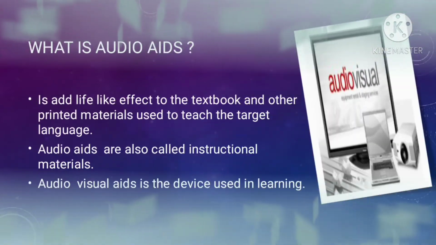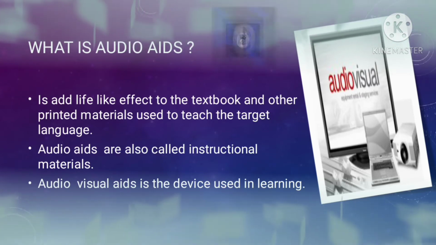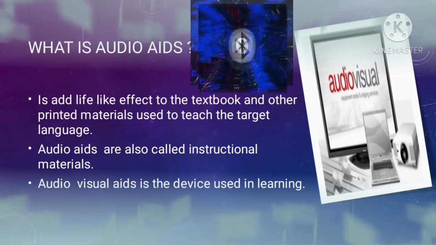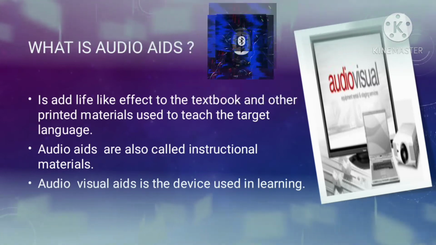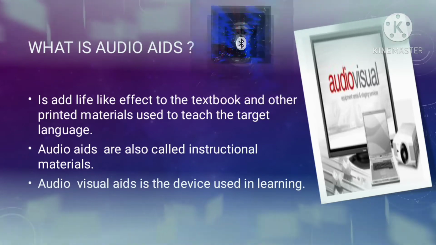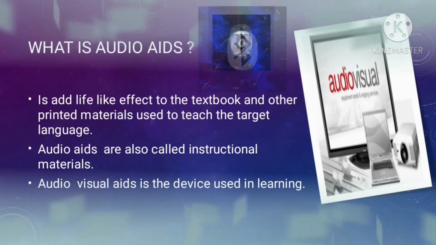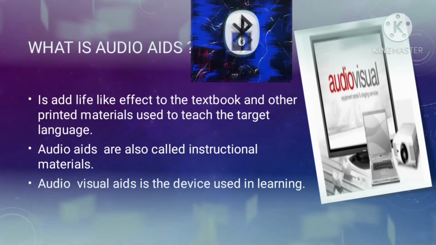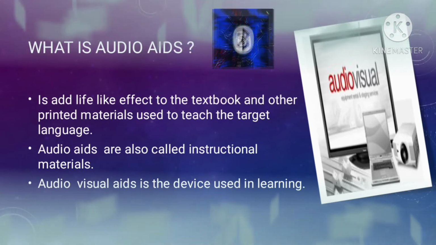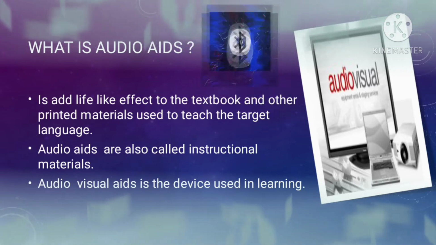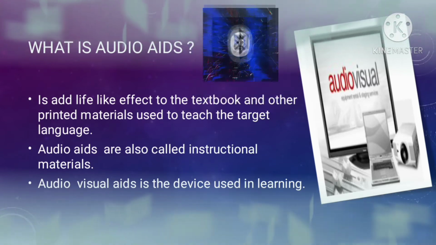What are audio aids? Audio aids add a lifelike effect to the textbook and other printed materials used to teach the target language. Audio aids are also called instructional material. Audio literally means hearing, and visual means that which is found by seeing. So all such aids which try to make the knowledge clear through our senses are called audiovisual aids or instructional material.